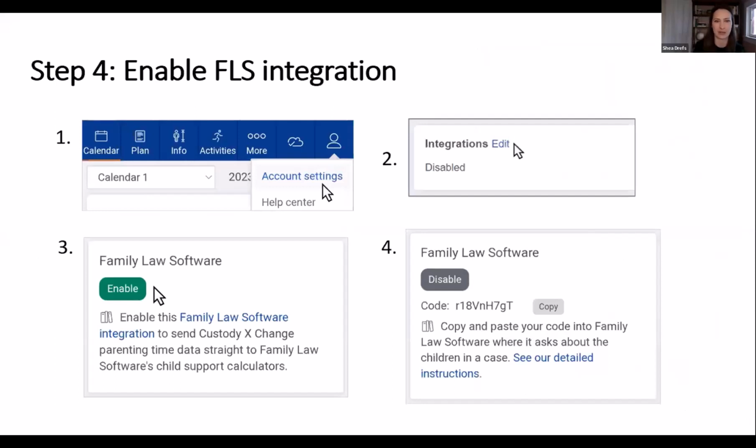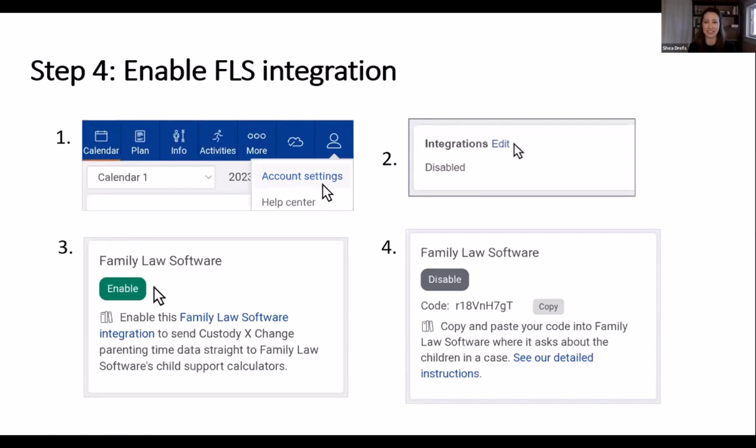In our final step here, you just go into your account settings and scroll down to where it says integrations, and you click the edit button. And then just one time, you need to click this green enable button. And then a code will pop up, which you will copy. And now we're going to paste that into Family Law Software. The code essentially is saying, hey, Family Law Software, you have my permission to take this information from Custody Exchange.